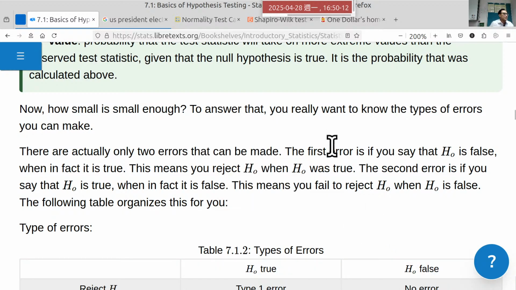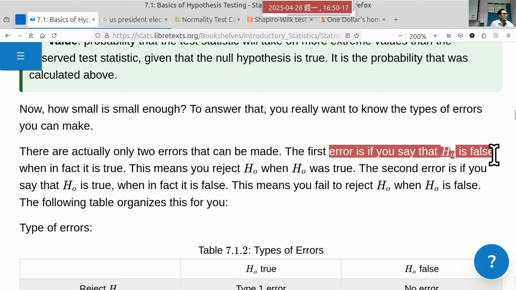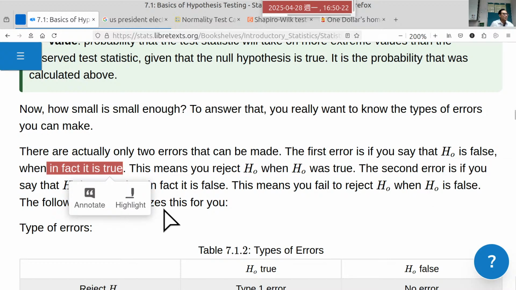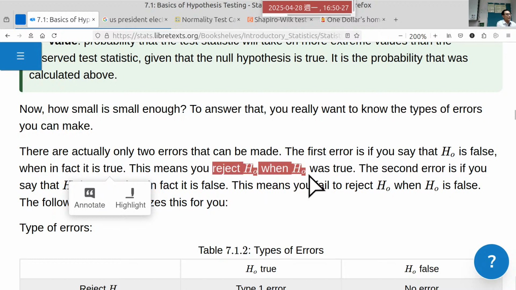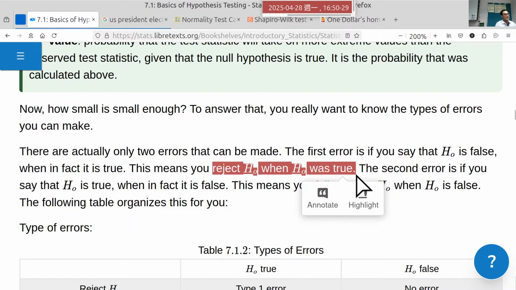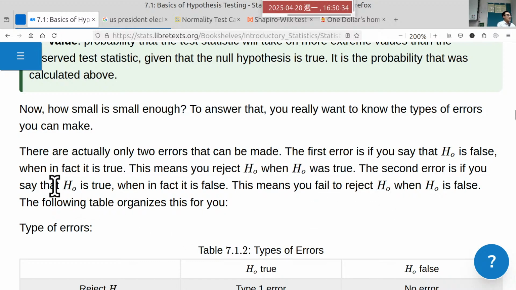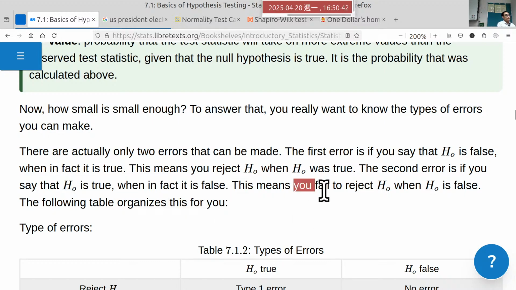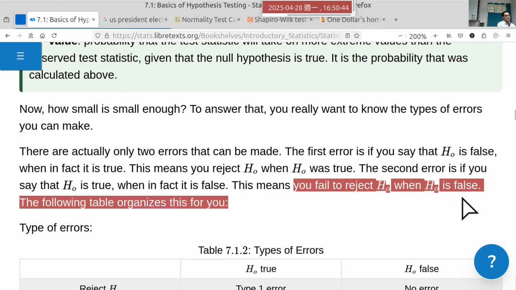The first error: if you say that the null hypothesis is false when in fact it is true. What's the probability? This means you reject the null hypothesis when it was true. You made a mistake. And the second error: if you say the null hypothesis is true, but in fact it is false, that means you fail to reject it when the null hypothesis is false.